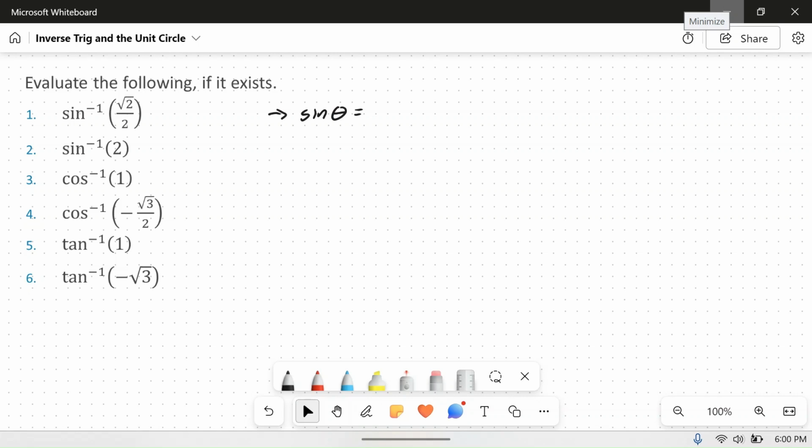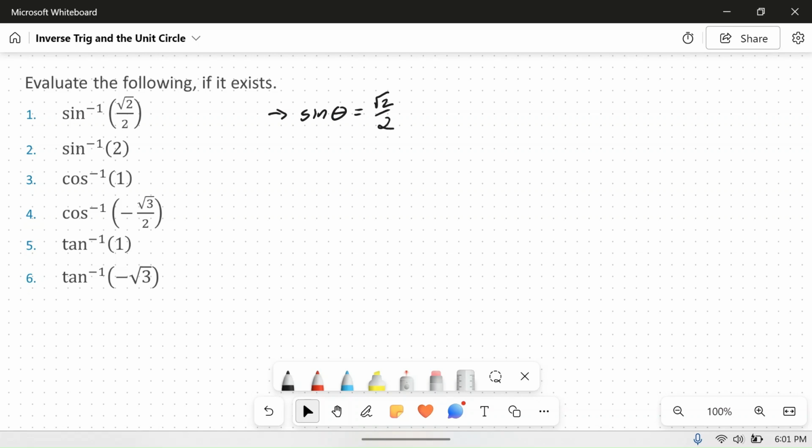So I'm going to rewrite my inverse sine of root 2 over 2 as sine of theta equals square root of 2 over 2. Okay, and so now I can apply what I know about the unit circle to this equation. For example, I know sine is positive in the first and the second quadrant. So if sine of theta is equal to square root of 2 over 2, that means I have to come up with a value in the first or the second quadrant. But I also have other restrictions.